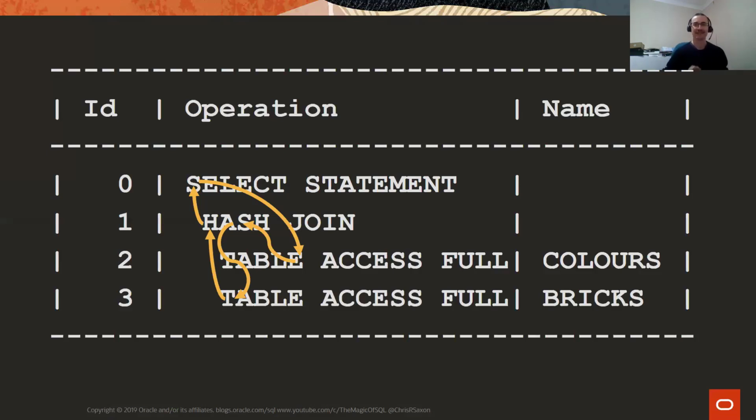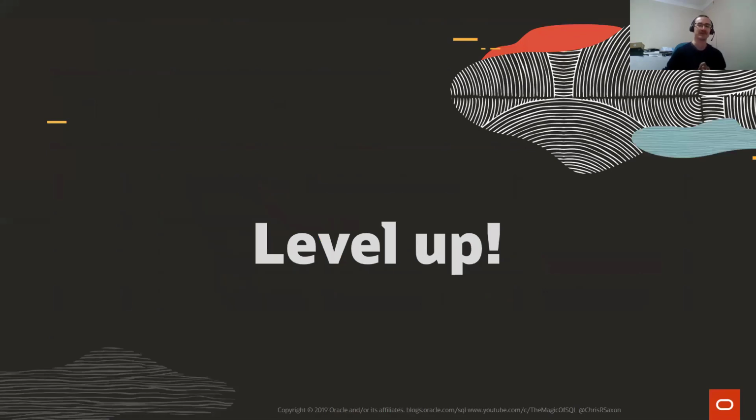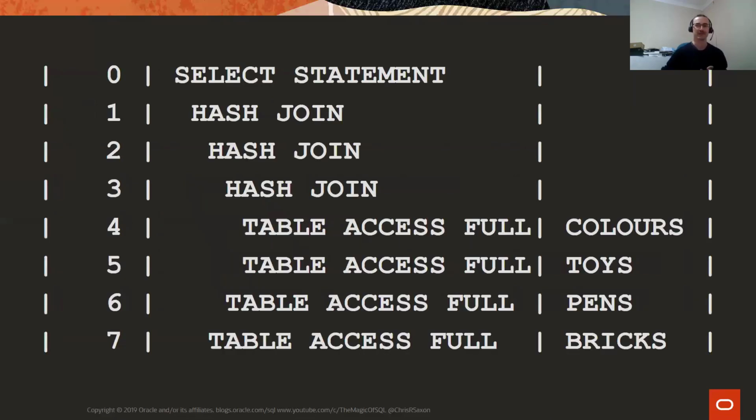Let's level things up a bit, make it a bit more complicated. We'll now go for a 4-table join. Seems a bit more complicated, but the process is exactly the same. You start with that select statement at the top, travel all the way down the plan until you get to the first unvisited leaf. That's the top one in the plan that has no children.